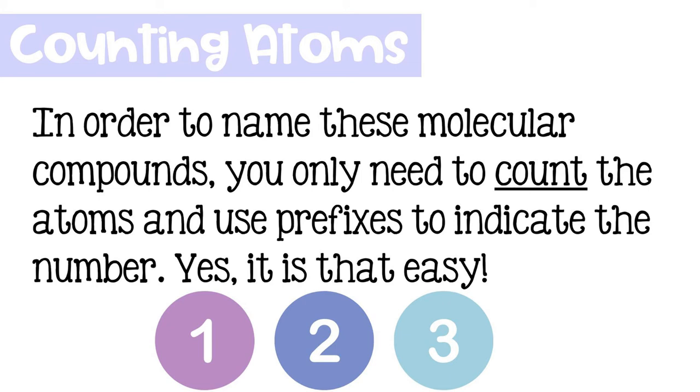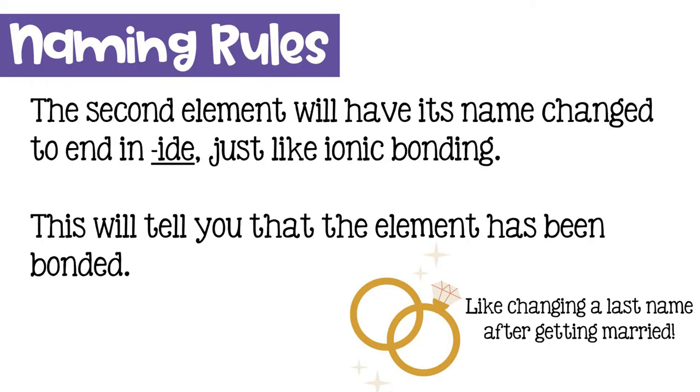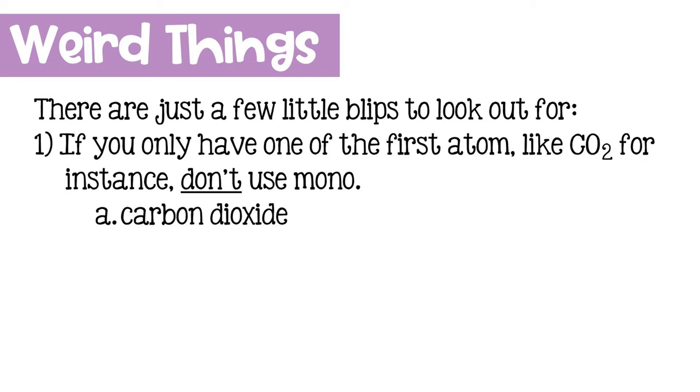So in order to name these molecular compounds, you only need to count the atoms and use prefixes to indicate the number. Yes, it really is that easy, and I will show you some examples. Just like when we were looking at ionic compounds, the second element will have its name changed so that it ends in "ide." This will tell you that the element has been bonded and is not just sitting there as a single element. There are a few little problems you might want to look out for.